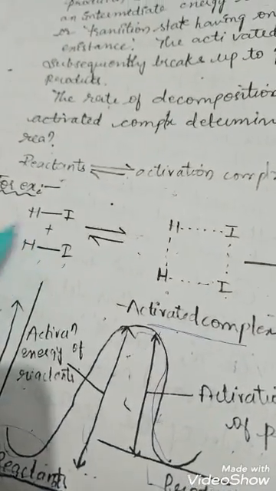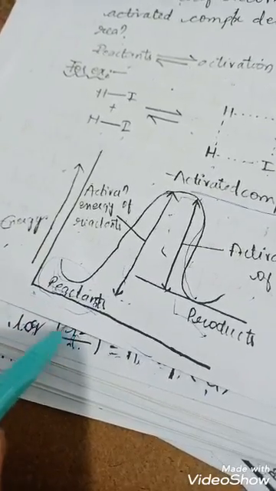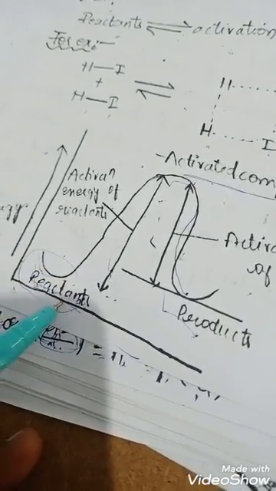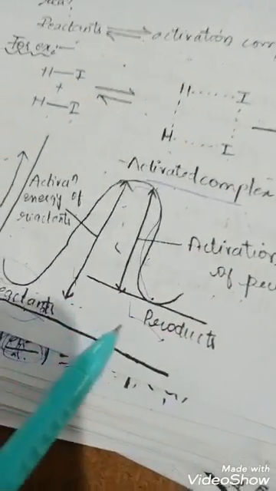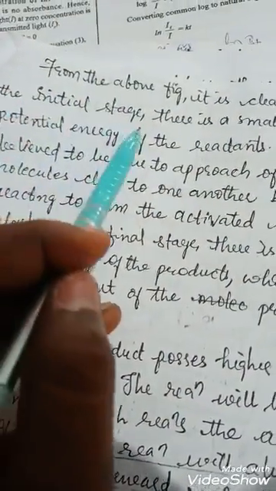So this is HI and HI, to form HI. Okay, this diagram is the energy diagram. This value gradually decreases. Why? Because when energy increases, the value decreases. Okay, this is the reactants, the activation energy of reactants and the activation energy of products. So this is the activated complex. These are the topics. From the above figure, it is clear that in the initial stage there is a small fall in the potential energy of the reactants.